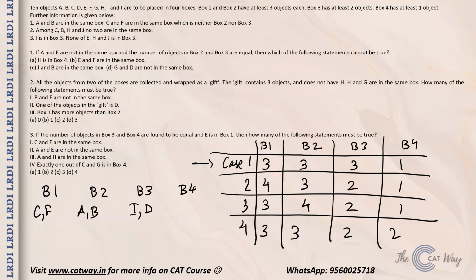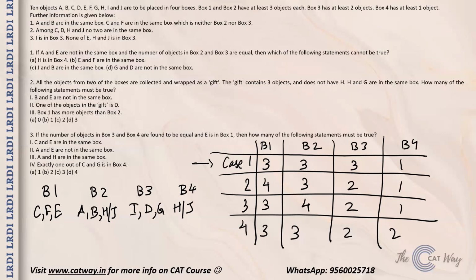Now C and D are accounted for. H and J, no information is known about H and J. So H and J can occupy box 2 and box 4 in any order, because B1 and B3 have C and D. So H and J have only 2 possibilities, either in B2 or B4. So they will occupy any of them in any order, right? H and J. Then E is left. E will be going in box 1 because E cannot go in box 3. And then G is left. So there is only one place for G, that is box 3. So for question 1, the case is formed.